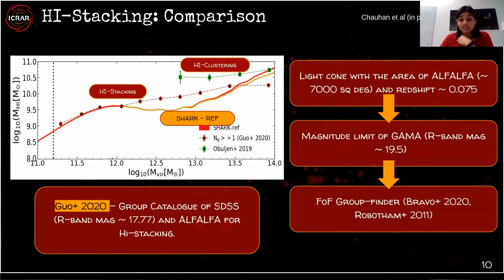Then we ran a group finder on the mock survey in order to get the galaxy groups in a similar way as it would be done for a survey of this scale, or for a survey like SDSS or GAMA would have done. And then we wanted to do our stacking.